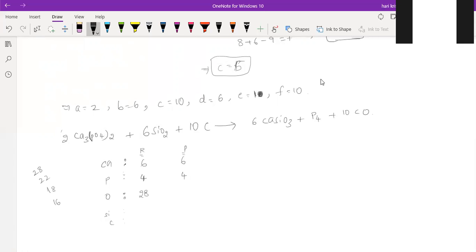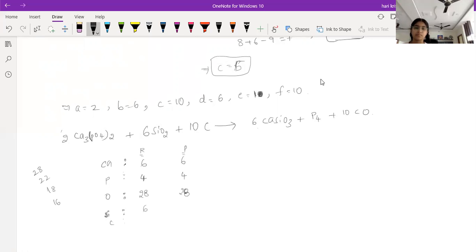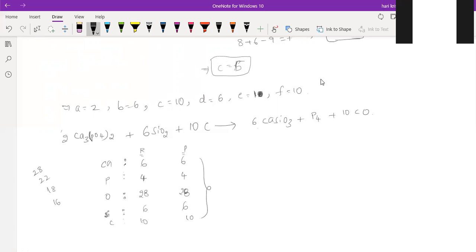How many oxygens are there in total? 28: 4 times 2 is 8, 8 times 2 is 16, that's 16 on this side, and 6 times 2 is 12, so total 28. What about the product side? 6 times 3 is 18, plus 10, that's 28. Silicons: 6, and on the product side 6. Carbon: 10, directly 10. Now all the numbers are the same on the reactant side and the product side, so it is a balanced chemical equation.